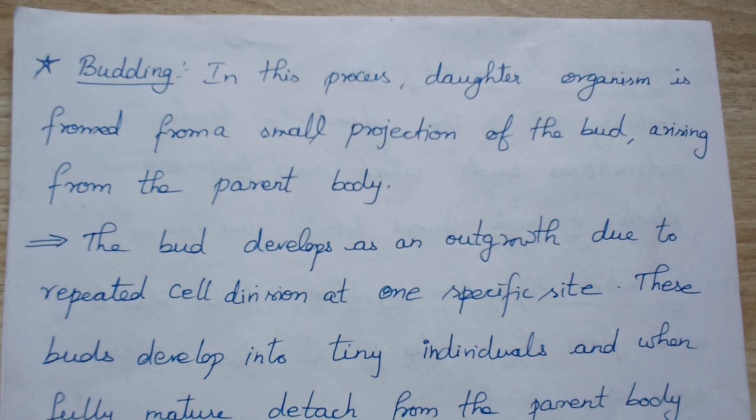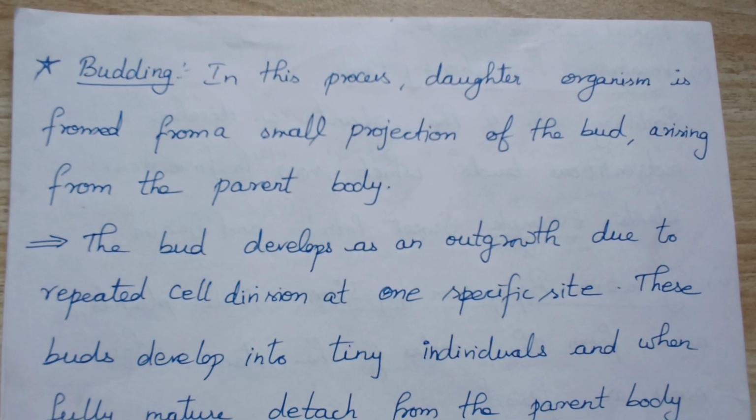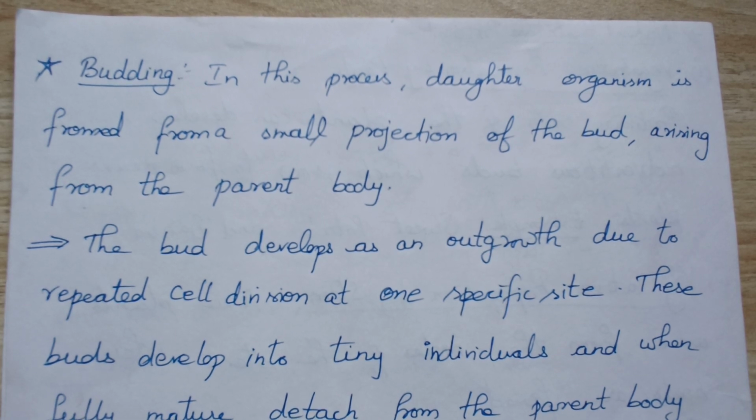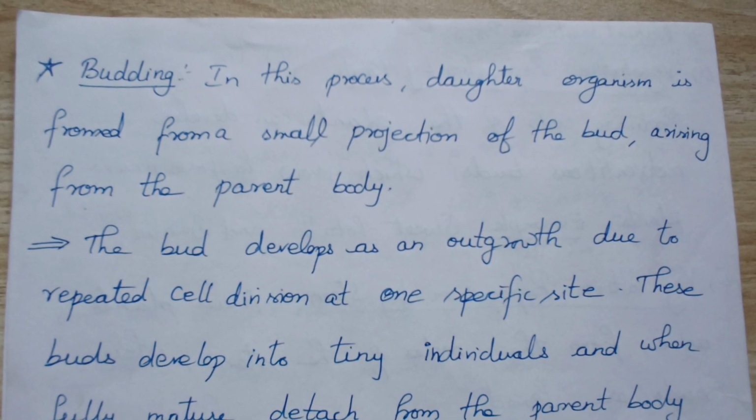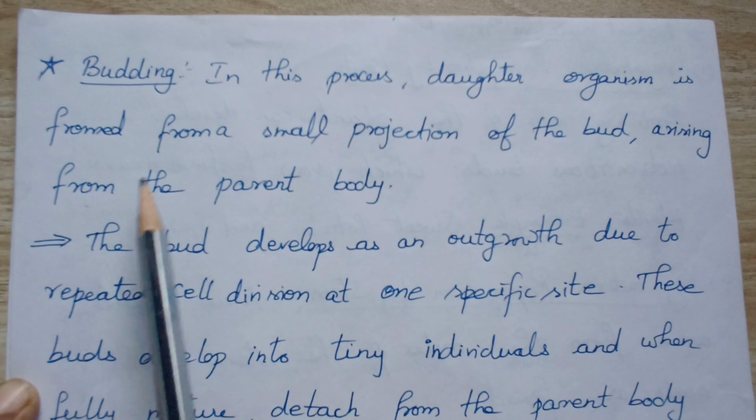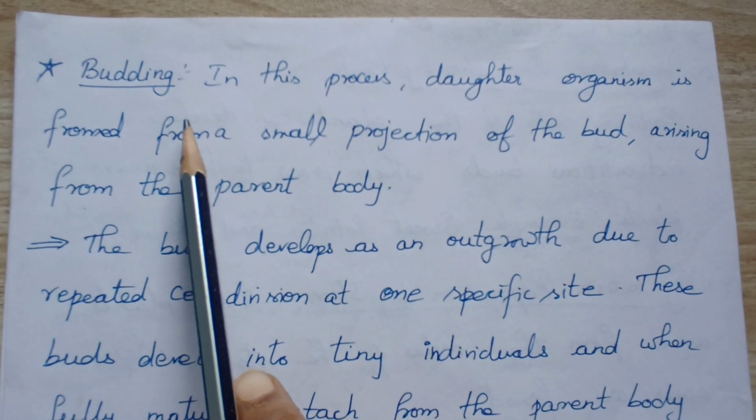So last class we have seen three modes of asexual reproduction, that is fission, fragmentation and regeneration. Okay, so next we'll see is budding and vegetative propagation, right? Okay, so budding means what?